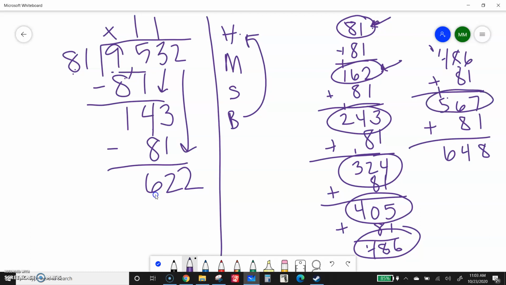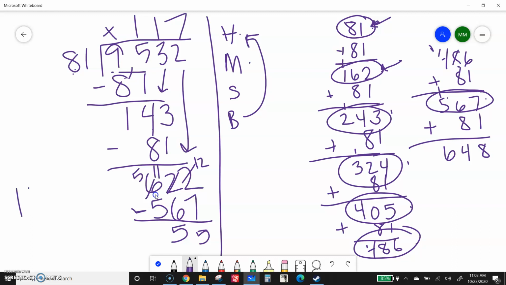So we know 1, 2, 3, 4, 5, 6, 7 times it went in. Multiply 7 times 81 is 567. Minus. If any of these steps are confusing to you, that's fine. Just come on and ask me about a particular step. 11 minus 6 is 5. So 55. I have nothing more to bring down, so it's my remainder.